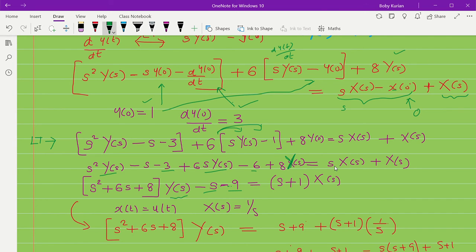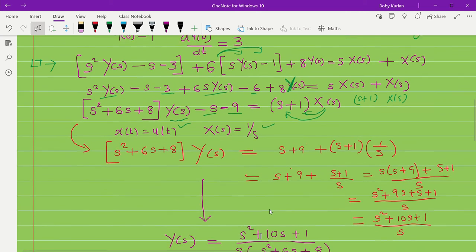Right side, s x of s plus x of s. As x of s we have taken outside, it becomes s plus 1 into x of s. So that is in the right side. Here x of t is given as u of t, so x of s will be equal to 1 by s, the Laplace transform of u of t, that is 1 by s.